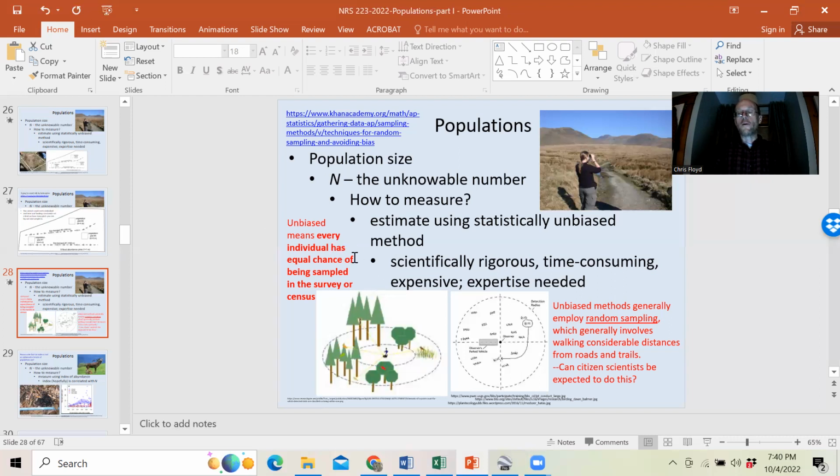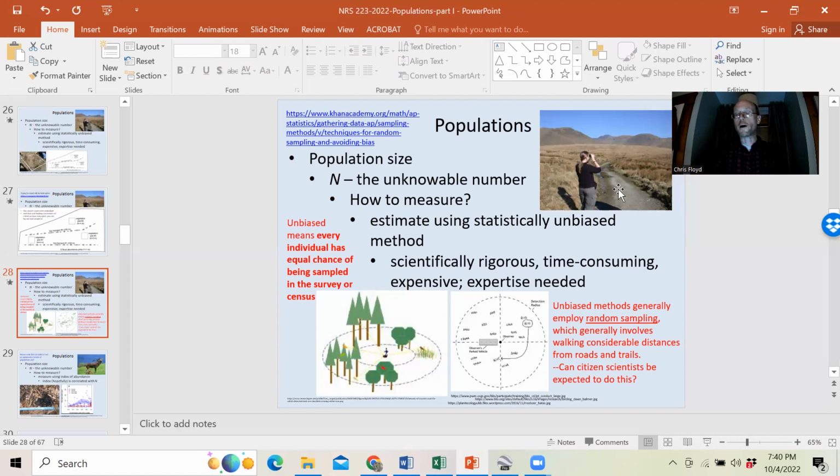The biggest problem, though, in trying to estimate N in an unbiased way is the fact that most of the time when you go out to do your surveys, you do it along a road. You drive somewhere, you get out, and you really can't go far in.